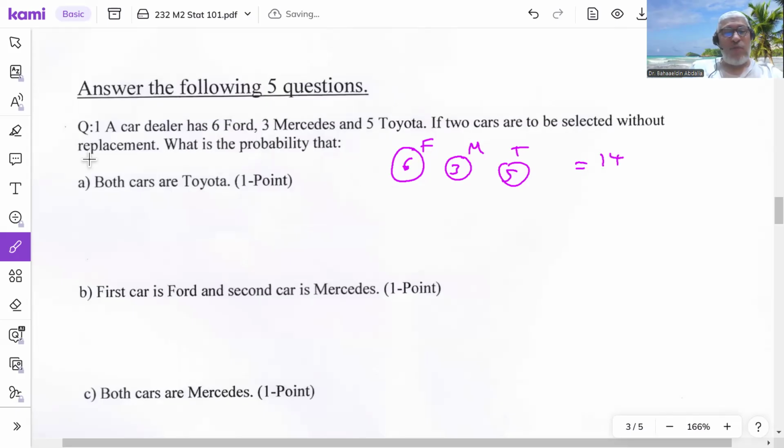2 cars are selected without replacement. Okay, so we'll select the first one and we will not return it. We will keep it with us. What is the probability that both cars are Toyota?